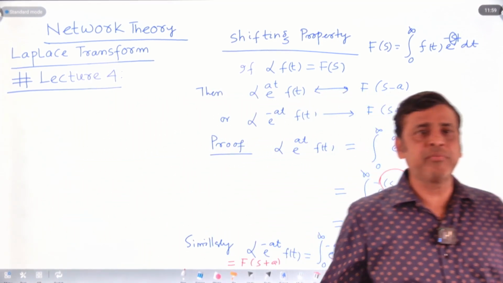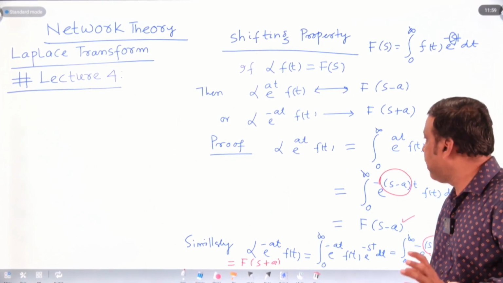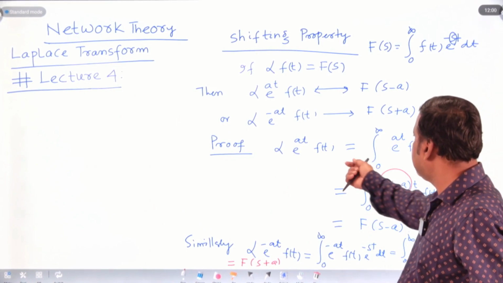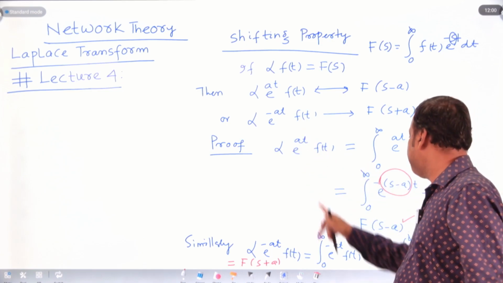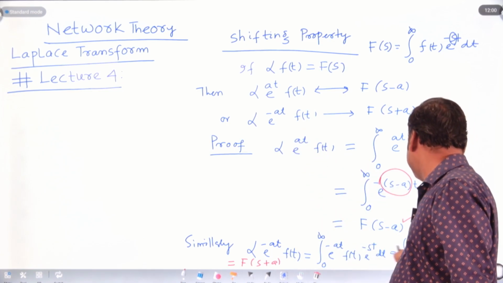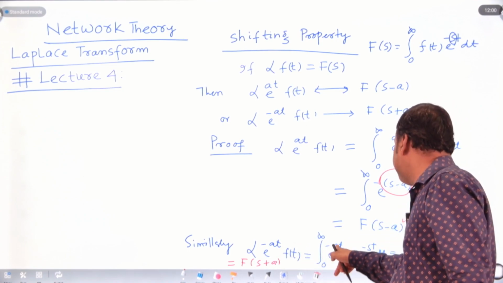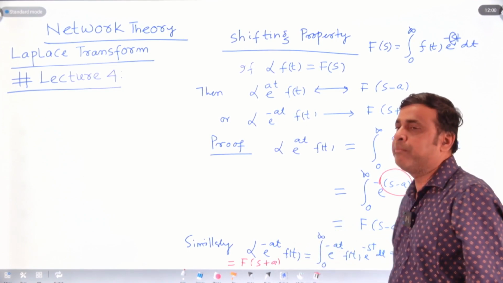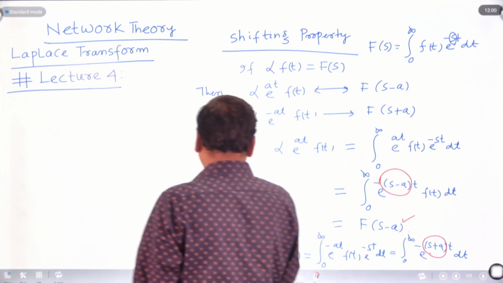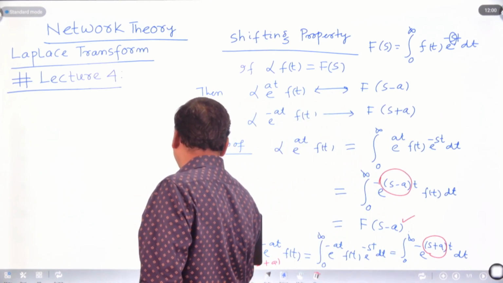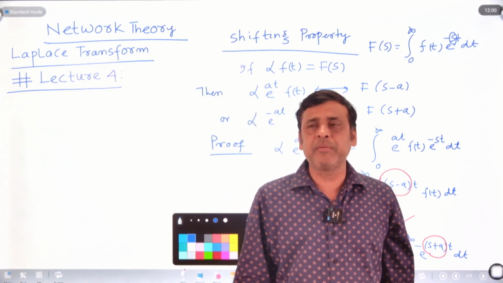But if any exponential function is multiplied with some function, then the function f of s is shifted to f of s minus a, if a is positive. If it is e to the power minus at, f of s is shifted to f of s plus a. So that is all about any exponential function multiplied with f of t.